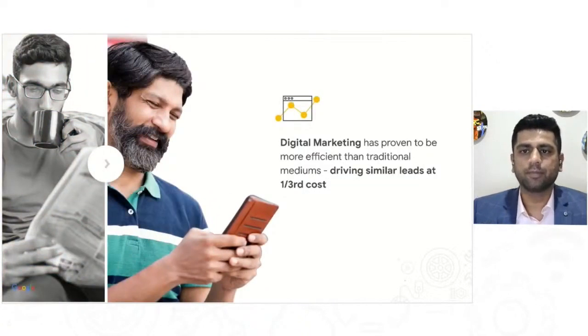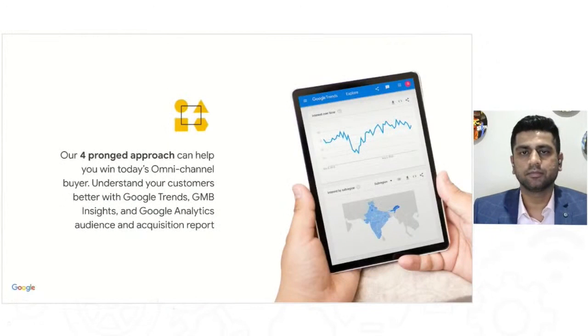Number 4, upon comparing print and digital marketing through a third-party study, we observed that online display drove the same level of incremental brand impact as print, and that too at 1/3 of the cost. Marketers can drive a greater impact by using an optimal mix of print and online display strategies. And lastly, a 4-pronged strategy can help you reach out to an omni-channel buyer and drive profitability for you. You can understand your potential customers' online behavior by using solutions like Google Trends, GMB Insights, and Google Analytics.